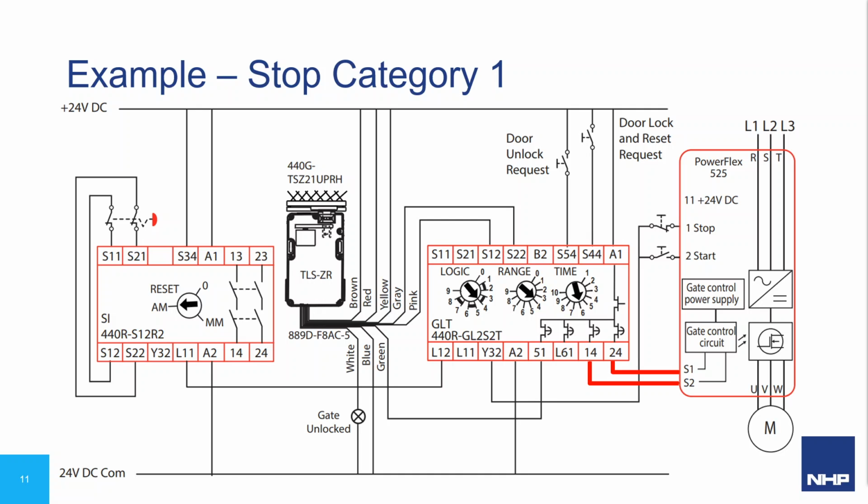Meanwhile, the GLT has started a timer which is preset to the expected ramp to stop time of the drive. When the timer has expired, the GLT removes power to the safe torque-off signals and all torque power is removed. At this point, the motor has already ceased motion and the Category 1 stop is complete.